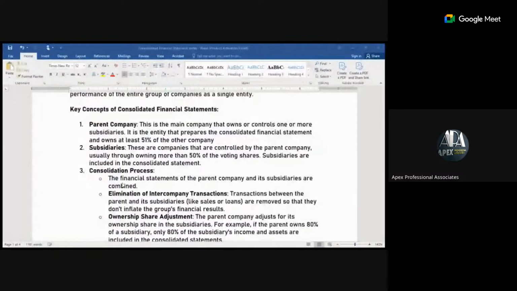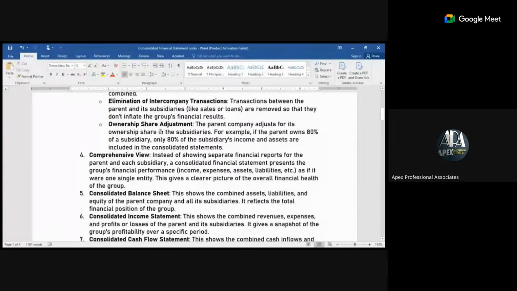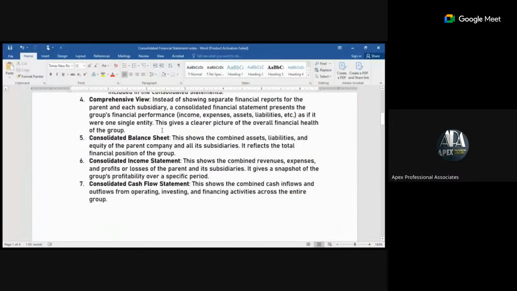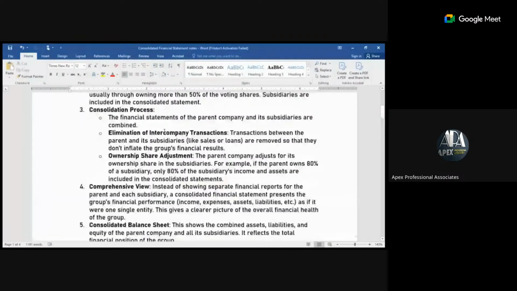So basically, we said that a parent owns 51% or more of a subsidiary. If you have 20% or below, it's just an investment. But when you have up to 51%, then you are the parent of that company. When it is a 50-50, it's more like a partnership. So that's an equal shareholding, so both companies would have to come together to make any decisions.